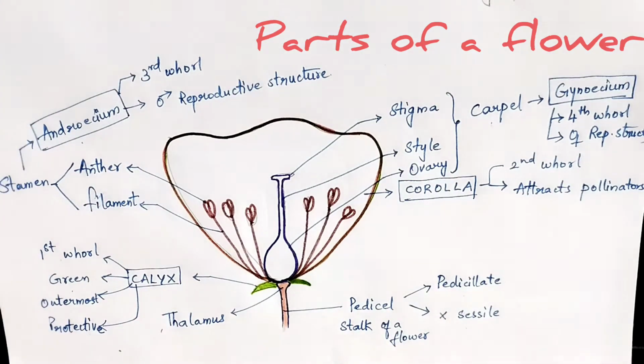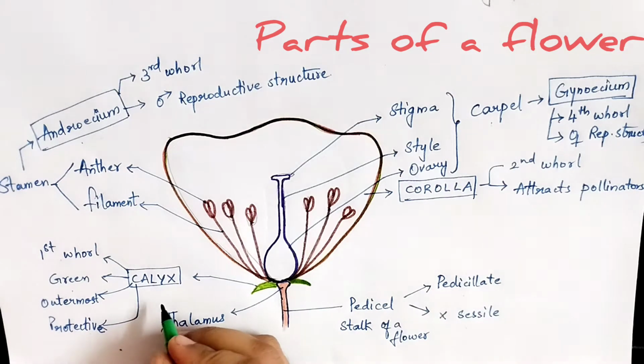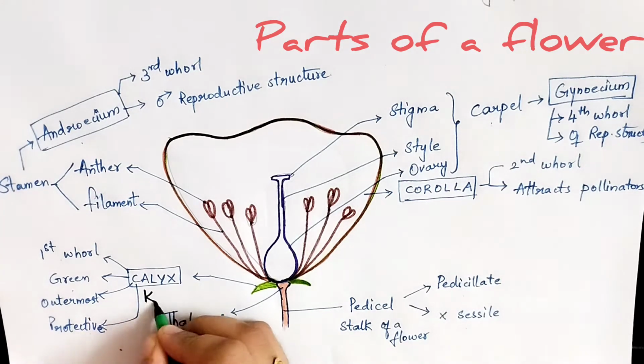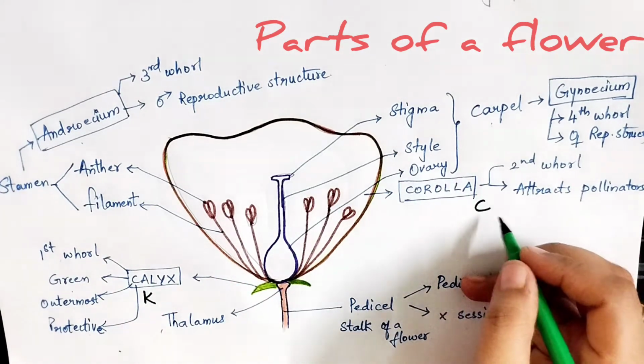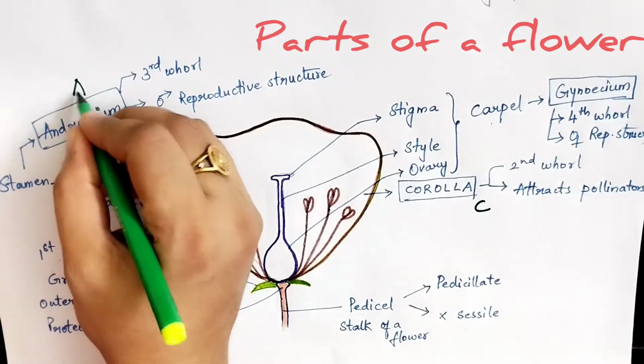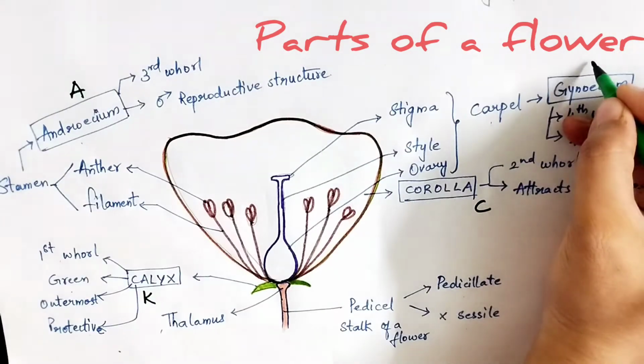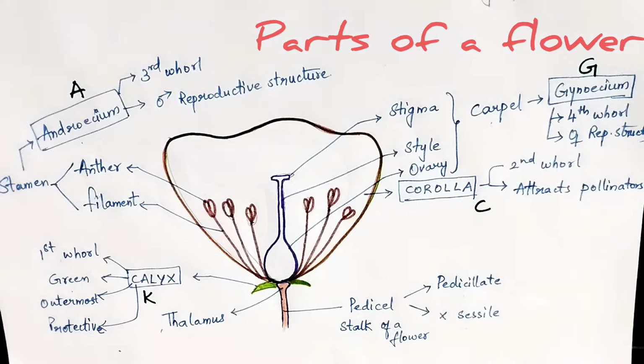Right, these are the four whorls of a flower. Now how are we going to denote them? Calyx is represented by K, corolla is represented by C, androecium is represented by A, and gynoecium is represented by G.